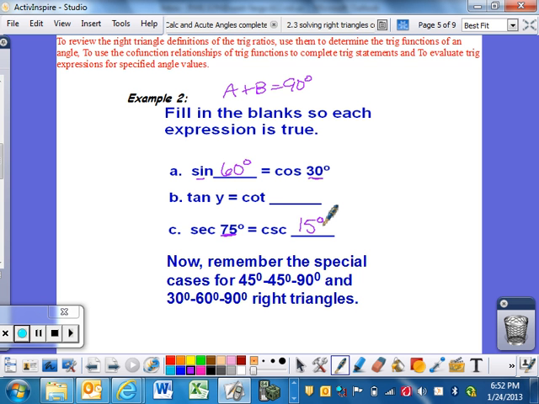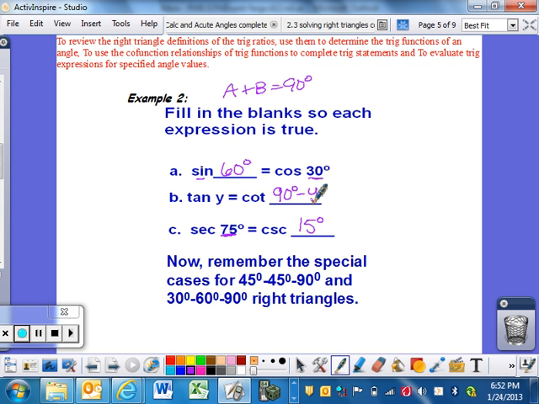Tangent y is equal to, what's cotangent going to be? All you do there is insinuate that it's going to be equal to 90, but I don't know what y is, so I have to go 90 degrees minus y. So that's the cofunction idea in a nutshell right there.